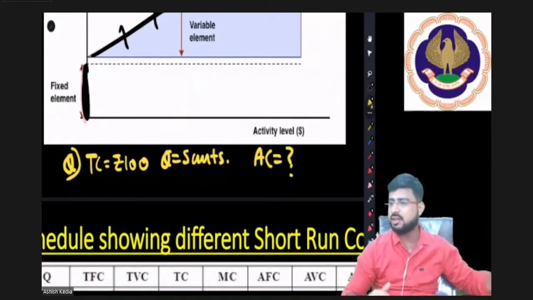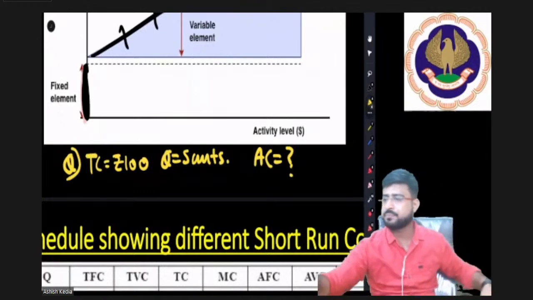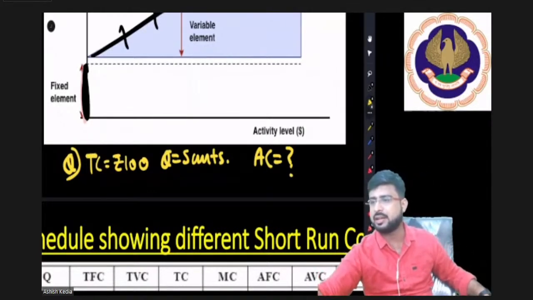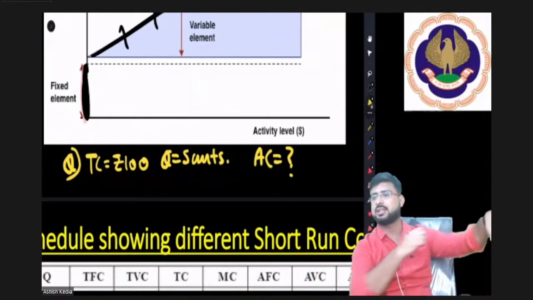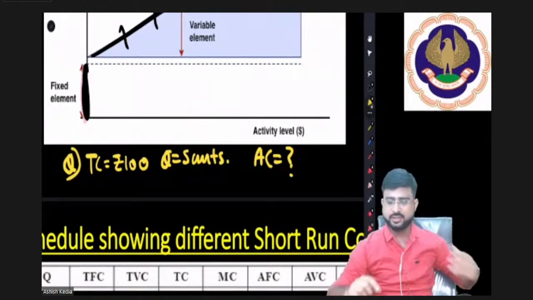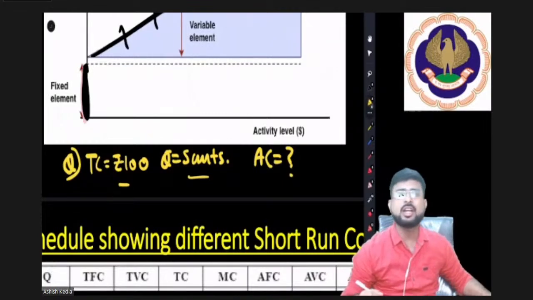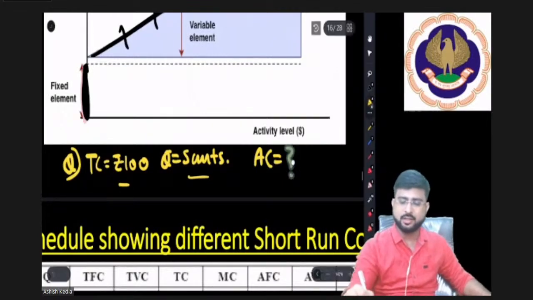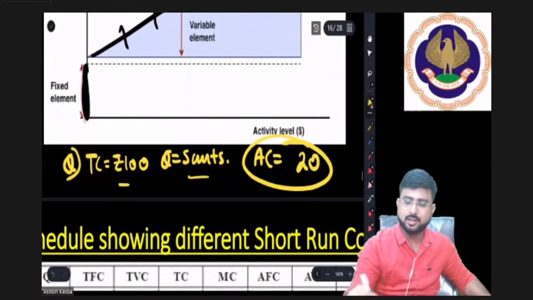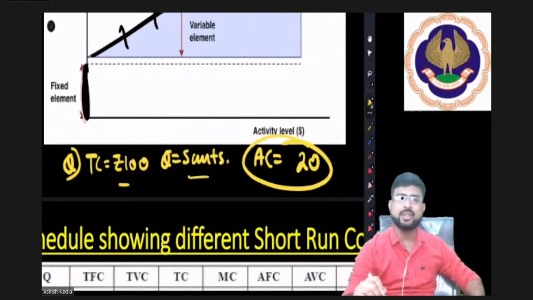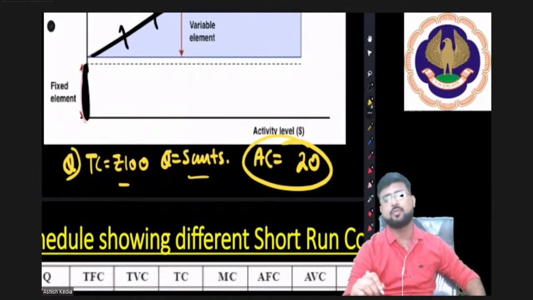Very good, Vagdehi. Very good, Ritika. Great, Kanishk. Lisa, great answer. All right. So yes, friends, it's simple. It's 100 divided by 5. That's average cost, and there you have it: 20. So whenever you have to calculate average, you have to do total by quantity.